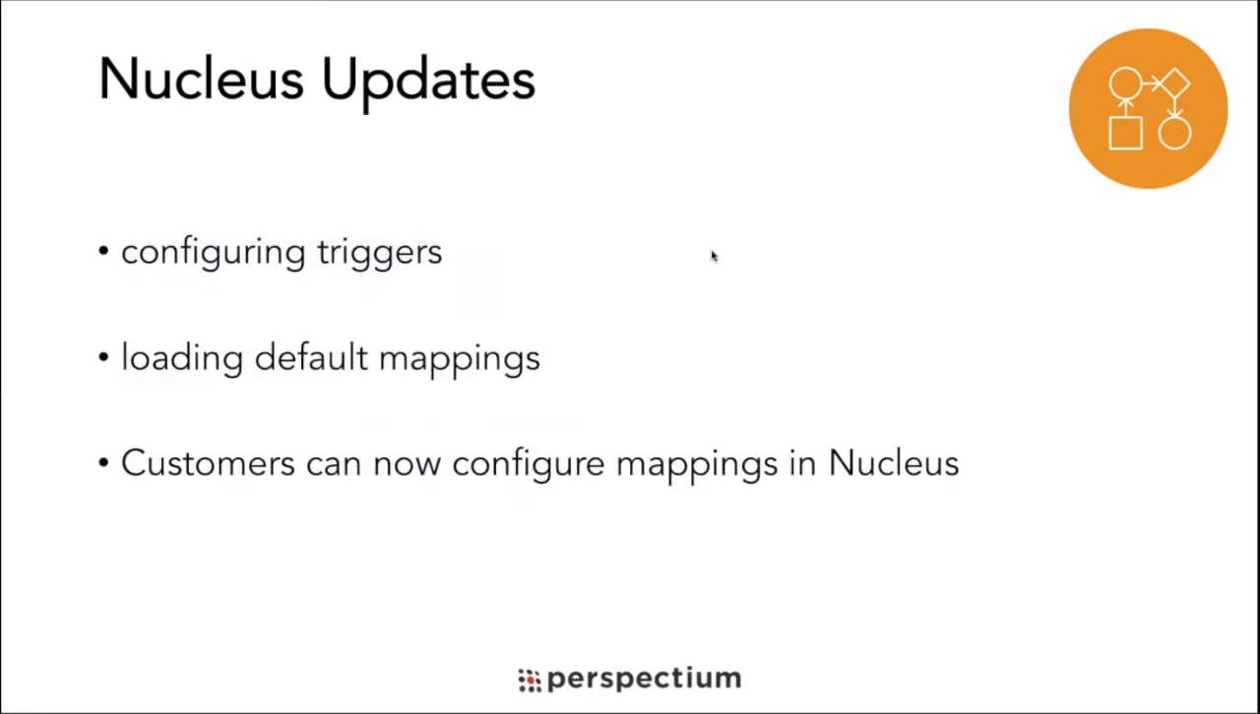There are a few different things here, including the ability to configure triggers from within the user interface and the ability to load default mappings. While these may not sound new to you if you're already using Replicator, this new functionality has not been available in Nucleus until now. In addition, customers can now configure their own mappings in Nucleus, whereas before it was mainly a tool that our own professional services team used in setting up integrations. So Paul, can I throw back to you for a quick demonstration of Nucleus and some of that new functionality? Yep, let me go ahead and show that.